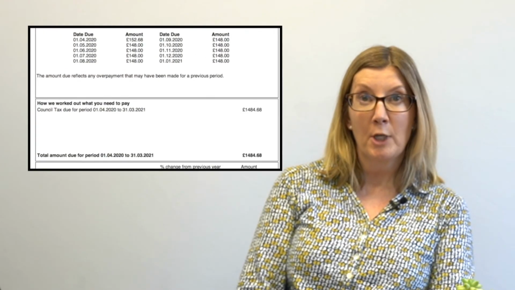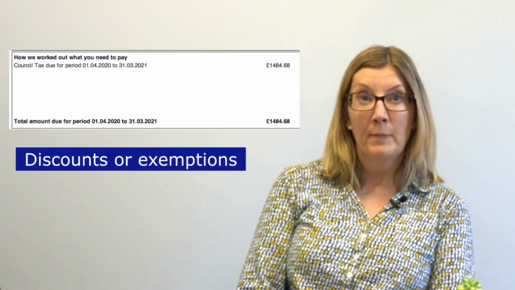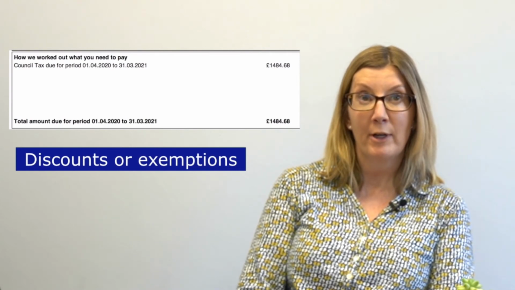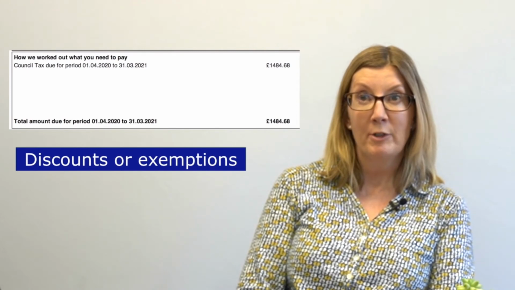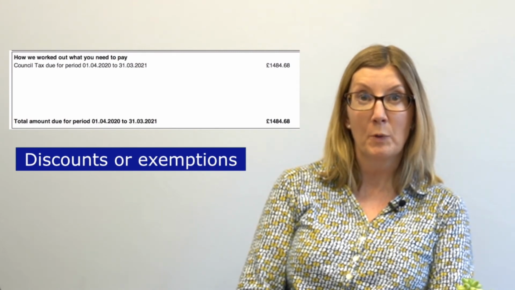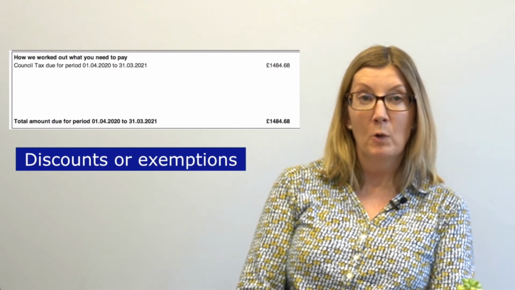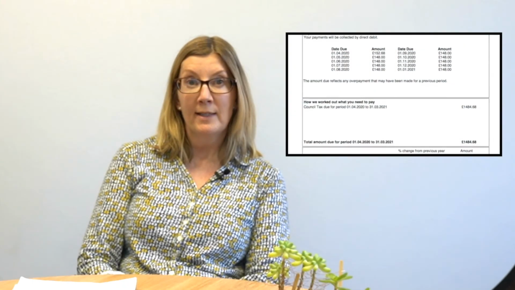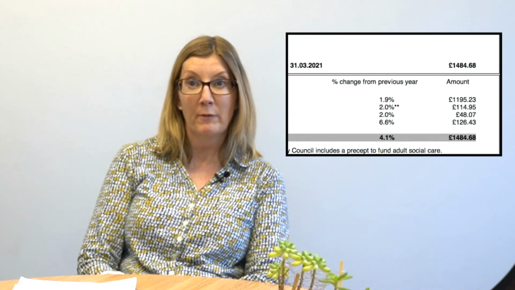This next box will show any discounts or exemptions which you may be eligible for. Please refer to the video on discounts and exemptions for more information on this area. However, in summary, this box will indicate any reductions to the sum of the council tax which you are liable for, and the reason as to why the reduction has been made, according to what criteria you may be eligible for. Finally, this section illustrates where the money from the council tax will be used, along with the percentage change from previous years of its apportionment.